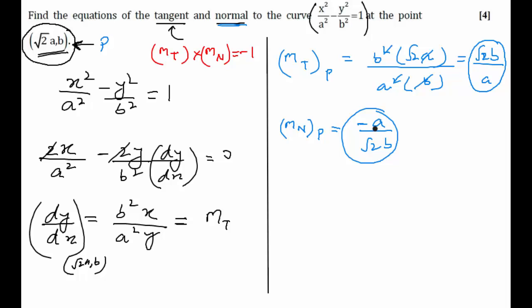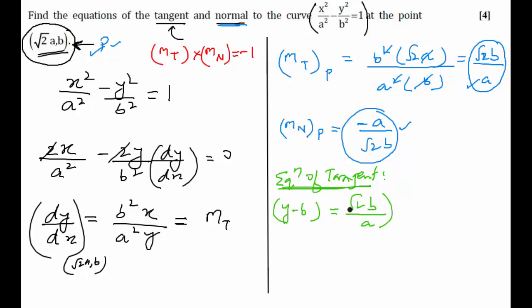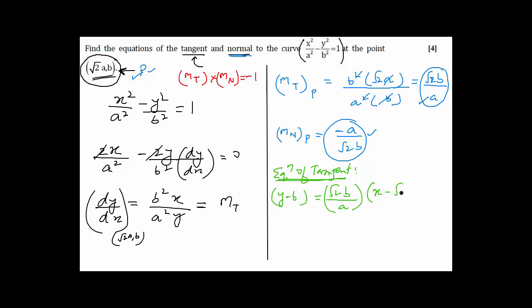So now I have everything that is required. I have slope of tangent, I also have the point from which the tangent passes, I have the slope of normal, I also know the point from which the normal passes. So now I can write the equation of tangent and normal directly using point slope form. Okay, so let us start with tangent. Equation of tangent will become y minus b is equal to root 2b upon a into x minus root 2a.